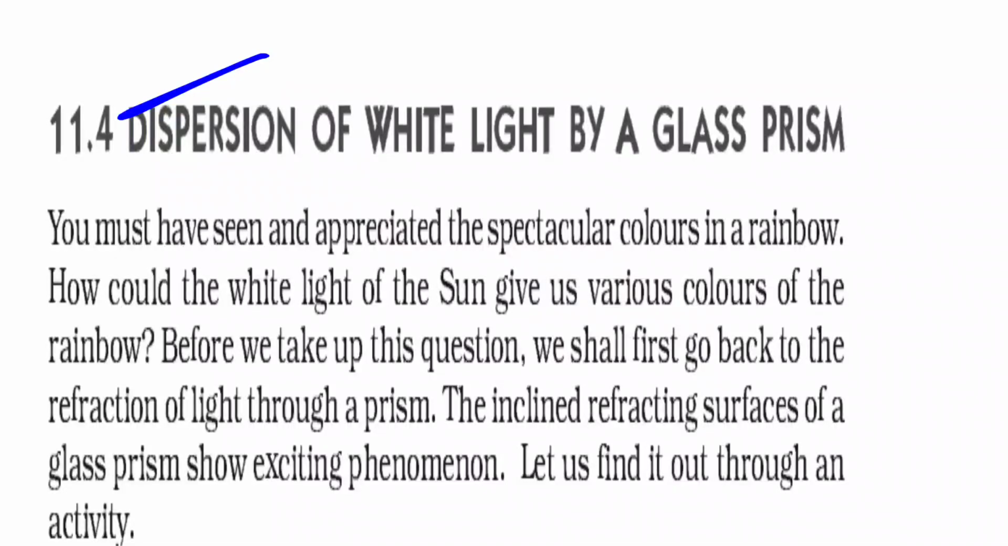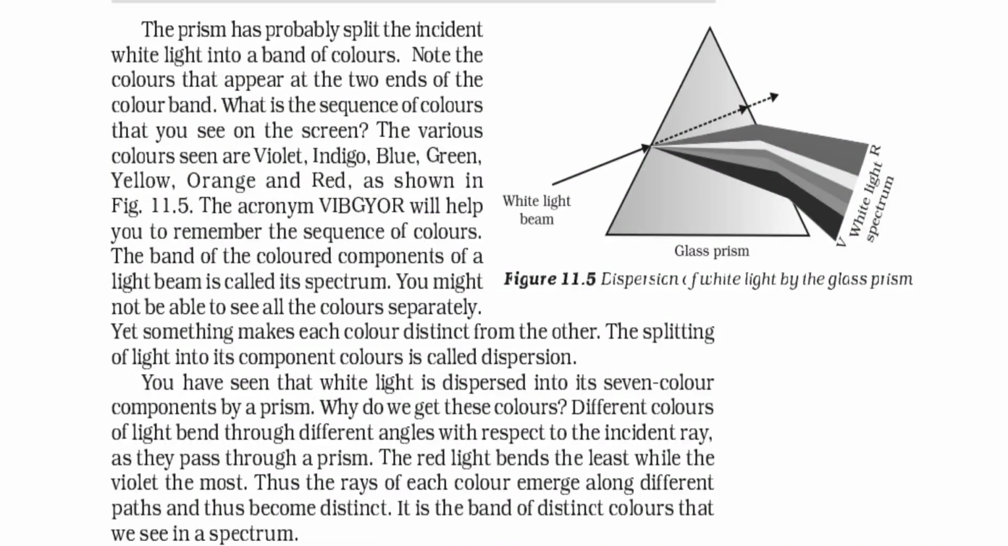Dispersion of white light by a glass prism. You must have seen and appreciated the spectacular colors in a rainbow. How could the white light of the sun give us the various colors of the rainbow? Before we take up this question, we shall first go back to the refraction of light through a prism. The inclined refracting surfaces of a glass prism show exciting phenomena. Let us find it out through an activity.